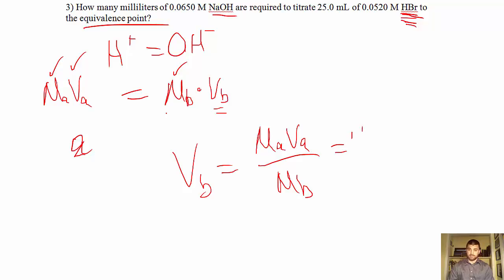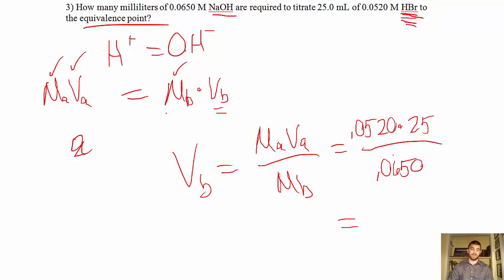Molarity of the acid, 0.0520 times 25 milliliters, all over the molarity of the base, which is 0.0650. And we're going to get our final answer in milliliters when we do this, of 20. 20 milliliters, right? Units: this was molarity, this was molarity, this was milliliters. Molarity cancels out, and we're left with the unit of milliliters.